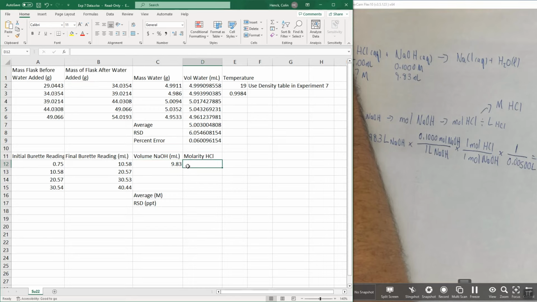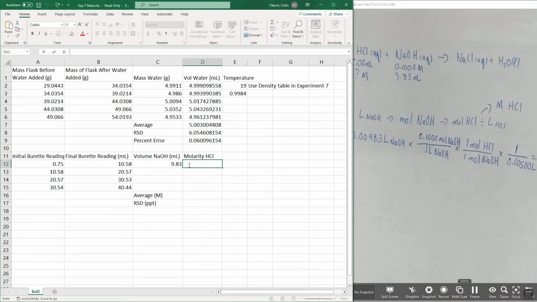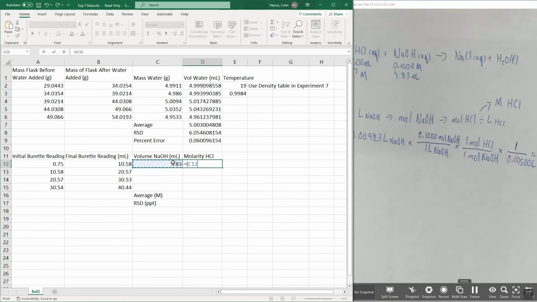But instead of doing this with a calculator, we're going to do this with Excel. Why? Because we're going to need to do this 4 times, and it's going to be much easier to do it 4 times by just dragging down than to type it into our calculator 4 times. So equals, the first thing we need to do is convert the volume of HCl into liters. So we need to take that volume in milliliters and divide it by 1,000.